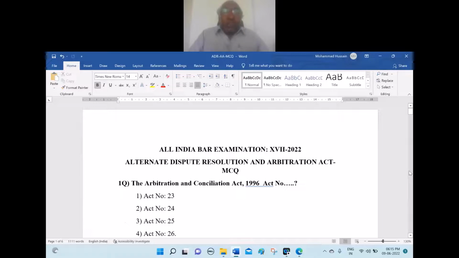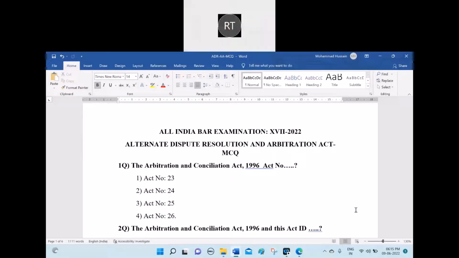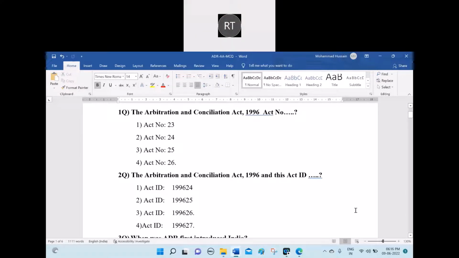The Arbitration and Conciliation Act 1996, and the Act number is: option one, Act number 23; two, Act number 24; third option, Act number 25; fourth option, Act number 26. Which one is the correct option? Even though it's wrong, attempt. Number 4 is the answer. Act number 26 is the right one. That means for the first question, the correct answer is the fourth, that is Act number 26.